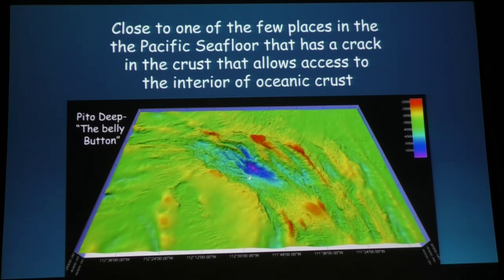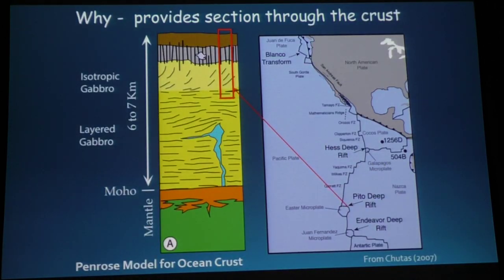The bottom of this hole is something like 6 kilometers. You've got something like 6 kilometers of vertical relief here. What it gives you is a cross-section through oceanic crust. So if you want to understand how oceanic crust is growing, let's try and find a place in the world where we can collect rocks all the way through that section and then try and understand how it works. And that's why we went there. And here it is on a map. This is where Pedo Deep is. Easter Island is just down here, just to the southeast of Pedo Deep.